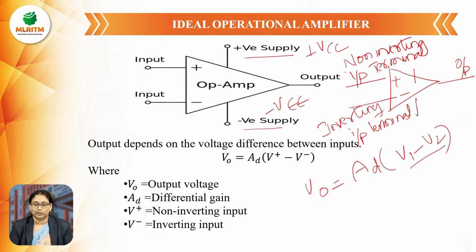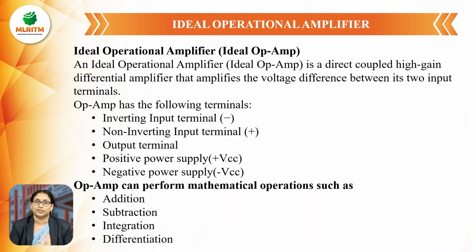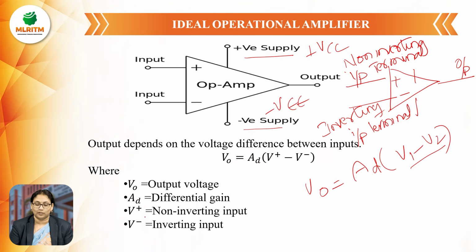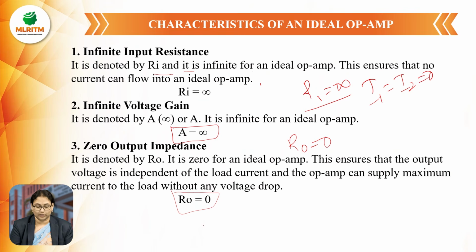Till now we have discussed the ideal operational amplifier definition. The ideal operational amplifier is a direct coupled high gain amplifier used to amplify the voltage difference between the two input signals. It has 5 terminals: inverting input terminal, non-inverting input terminal, output terminal, positive supply and negative power supply. It is used to do mathematical operations like addition, subtraction, multiplication, differentiation, integration and so on.